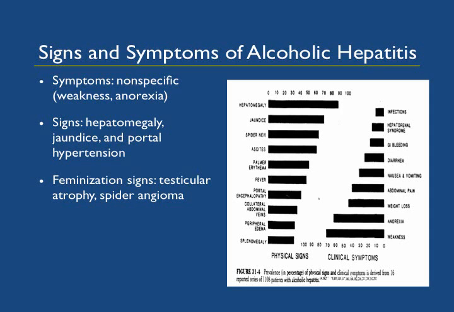Other signs may be evidence of all the signs of portal hypertension, such as splenomegaly, caput medusae, ascites. Patients can also present with hepatorenal syndrome and hepatic encephalopathy. In alcoholic hepatitis, feminization signs are also very common, as alcohol has a direct effect on testicular atrophy, and thus spider angiomas are often seen in this disease. If you don't see spider angiomas, it may bring some question as to whether or not you have the correct diagnosis.